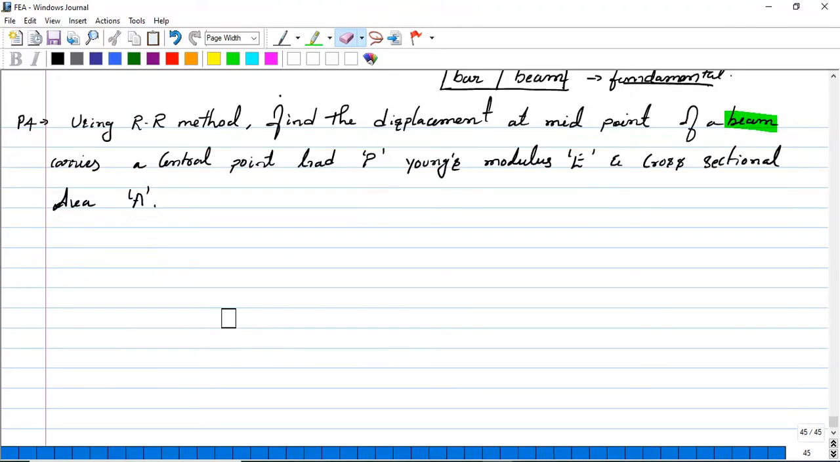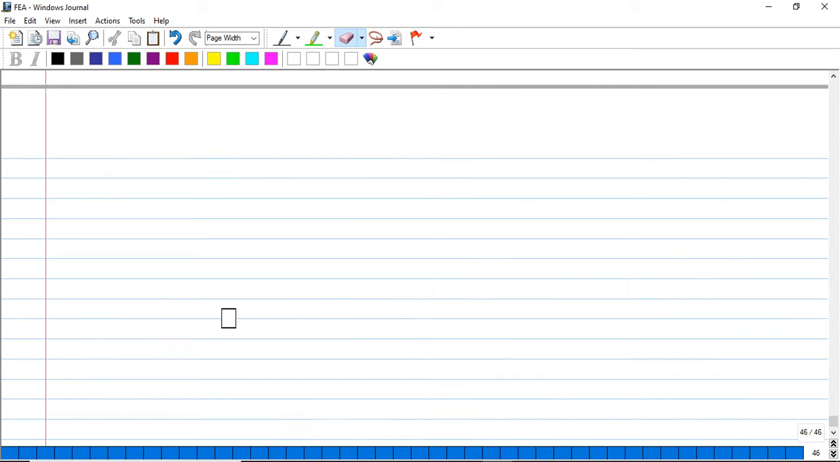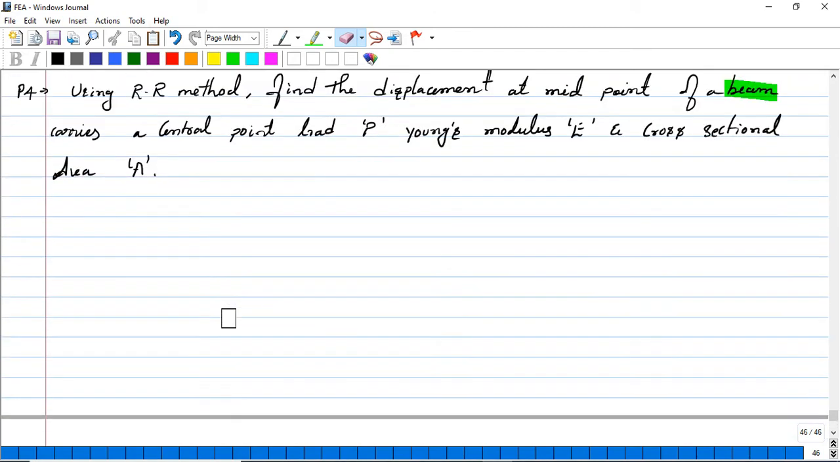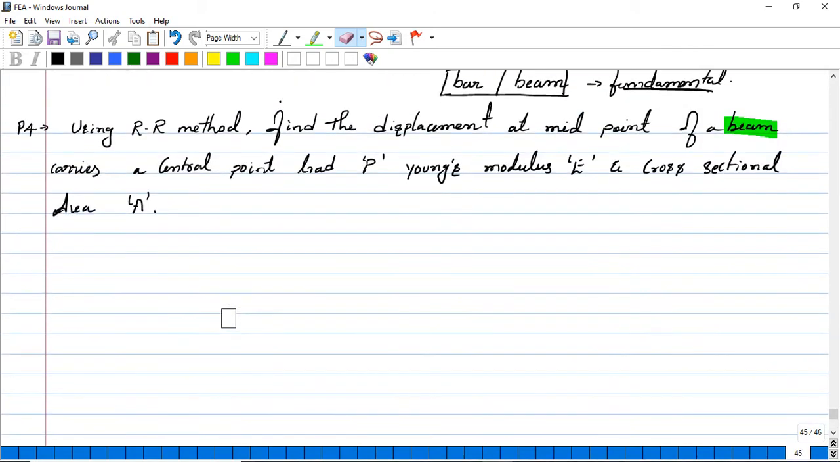Good morning, students. Today we shall take up one more problem that is related to beams. Previously we performed the problem on the basis of bars. The problem statement is as follows: using the Rayleigh-Ritz method, find the displacement at the midpoint of a beam. That is why I have highlighted it here.